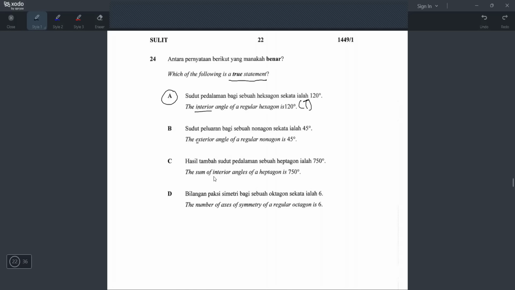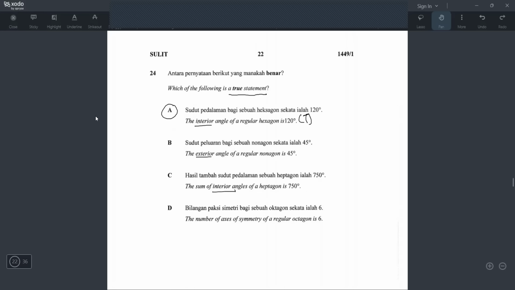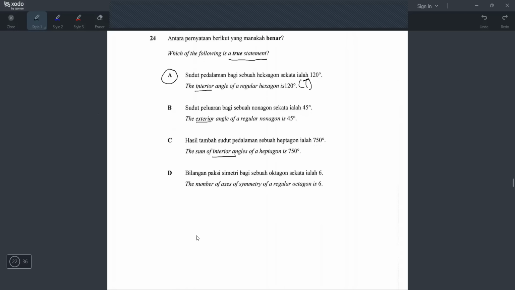All this statement mentioned interior, exterior, right? So let's talk about polygon. I will draw a pentagon here. This one we call pentagon, it has 5 sides. If I say it's a regular pentagon, it means all 5 sides are the same length.